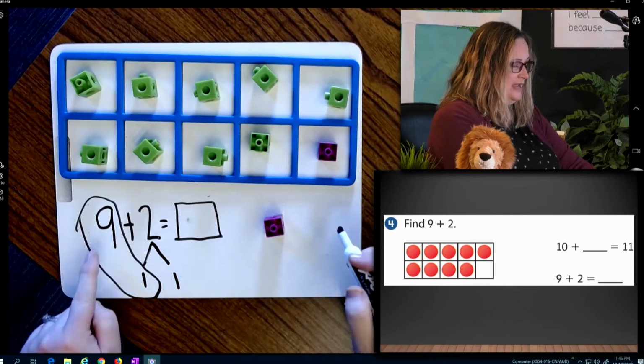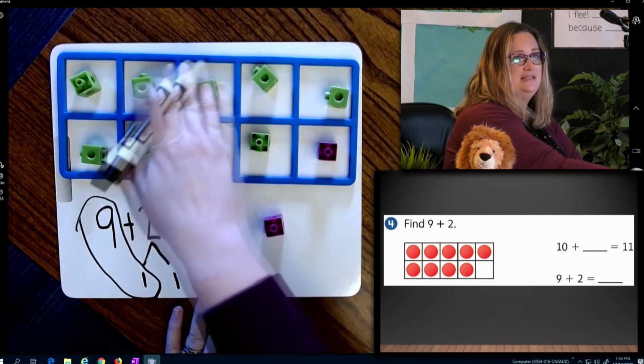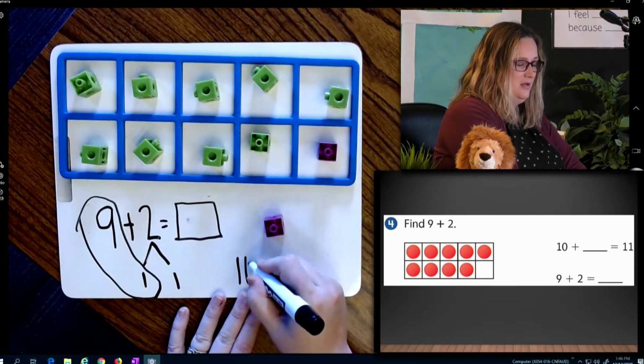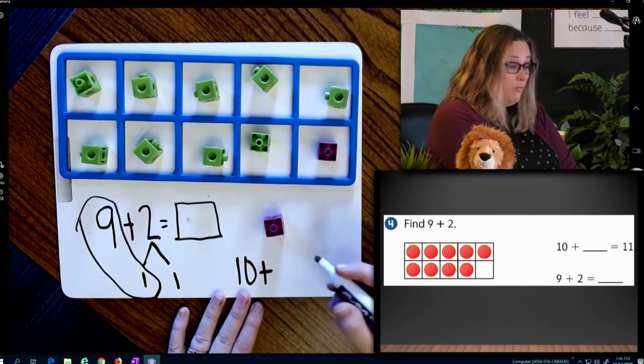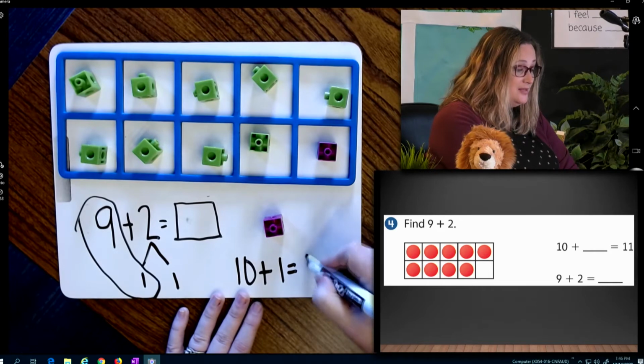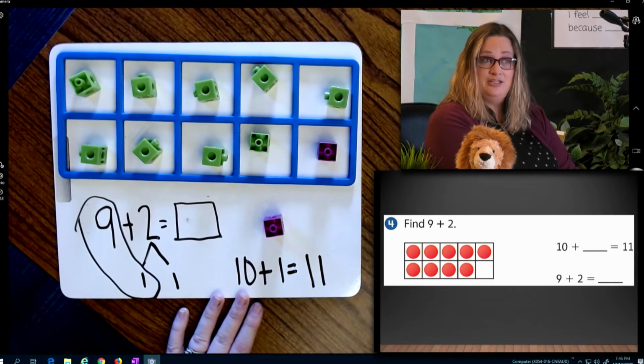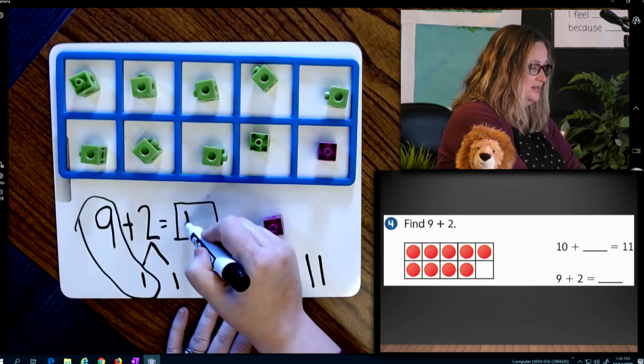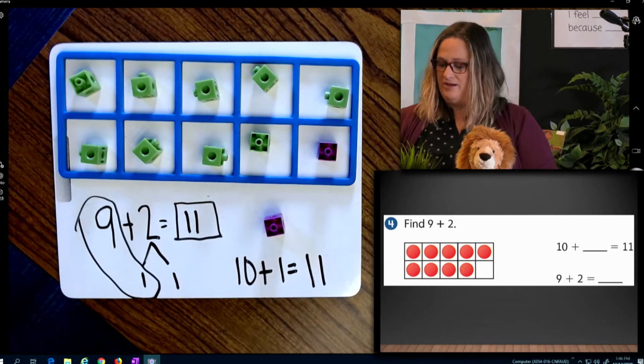So it's not 9 plus 2 anymore. Now it's 10 plus 1. What does 10 plus 1 equal? 11. So what's 9 plus 2? 11. Very good.